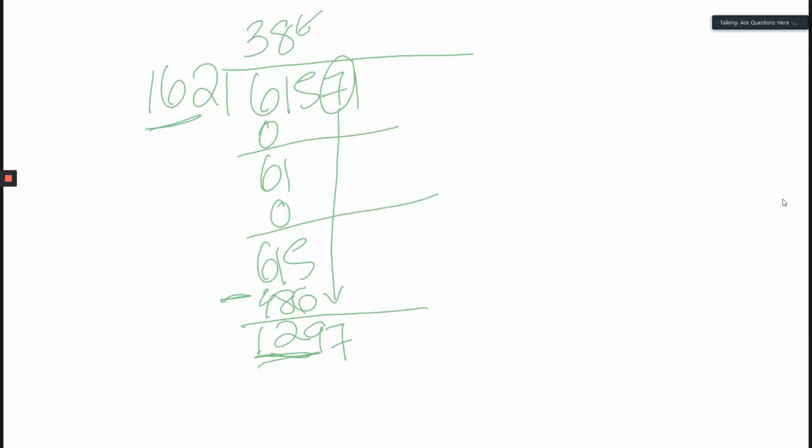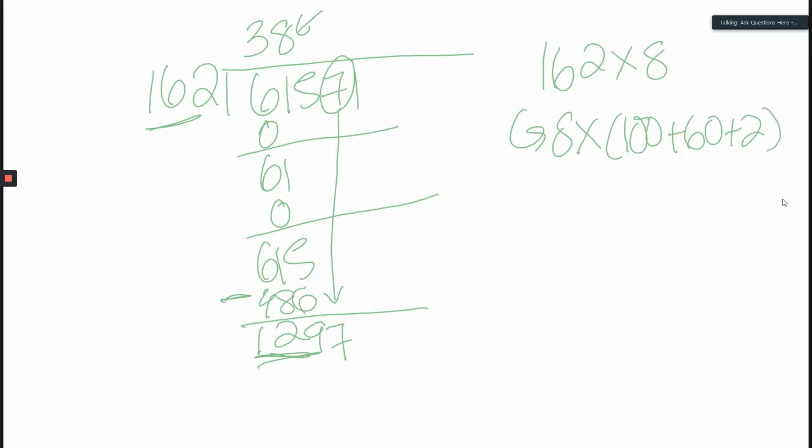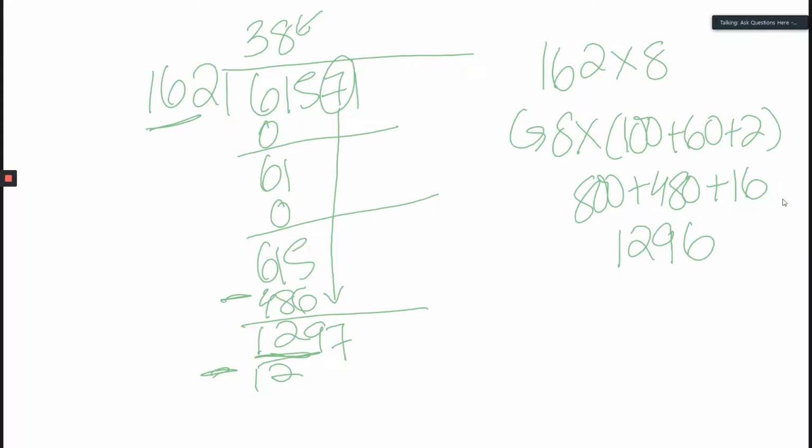So we can do 162. Now we have to multiply that by 8. So that's going to be the same thing as writing out 8 times 100 plus 60 plus 2. So that's 800 plus 480 plus 16. So 1296. And that's actually super close to this 1297 that we have here. So we get our 1.